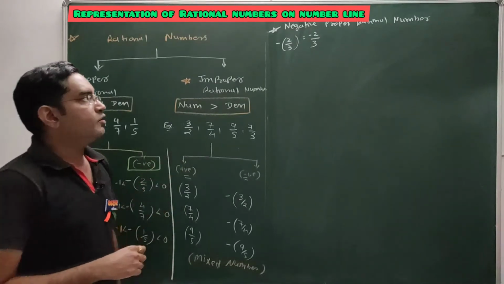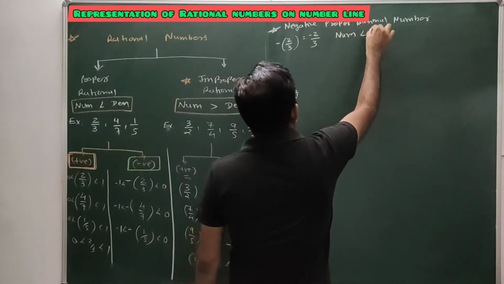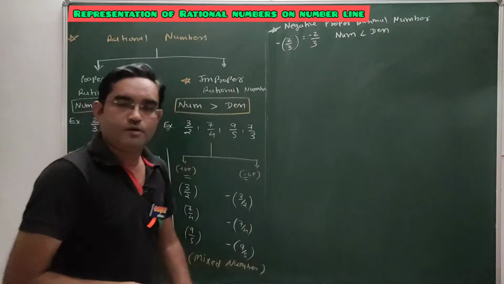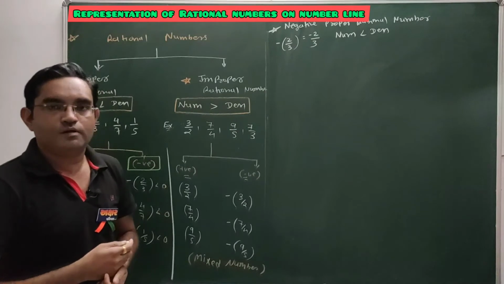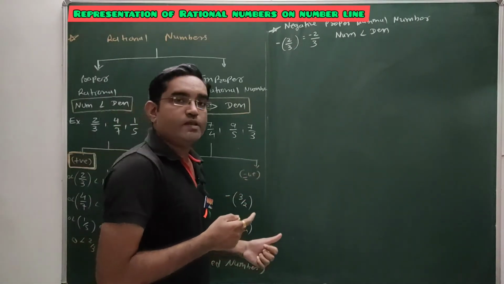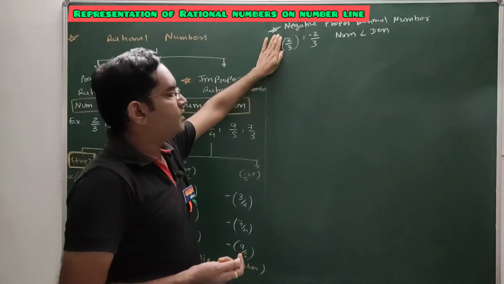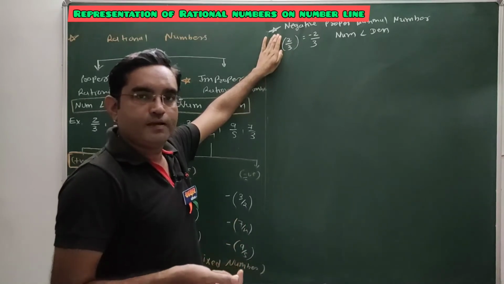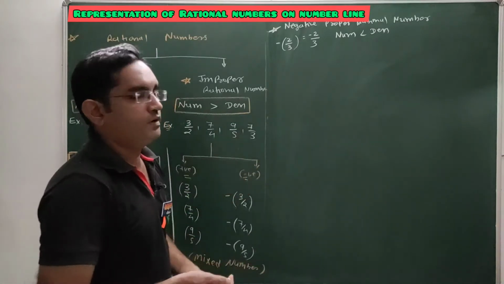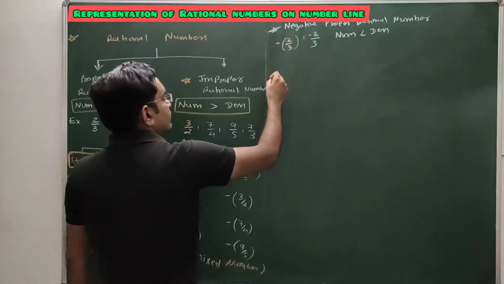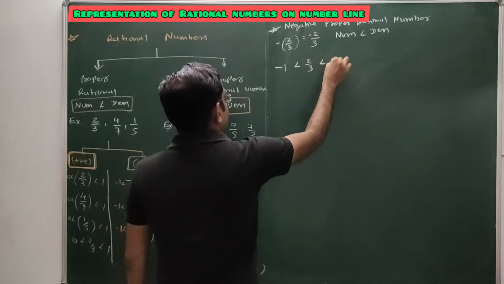So numerator is less than denominator, right? For this case, we can say that numerator is less than denominator. So it's a proper rational number, but it's a negative proper rational number. So any negative proper rational number always lies between -1 and 0, right. Now forget the negative sign, find the value of 2/3, it will be 0 point something, and then consider the negative sign, so it will come to the left-hand direction from 0. So it will lie between -1 and 0. So this minus 2/3 lies between -1 and 0.